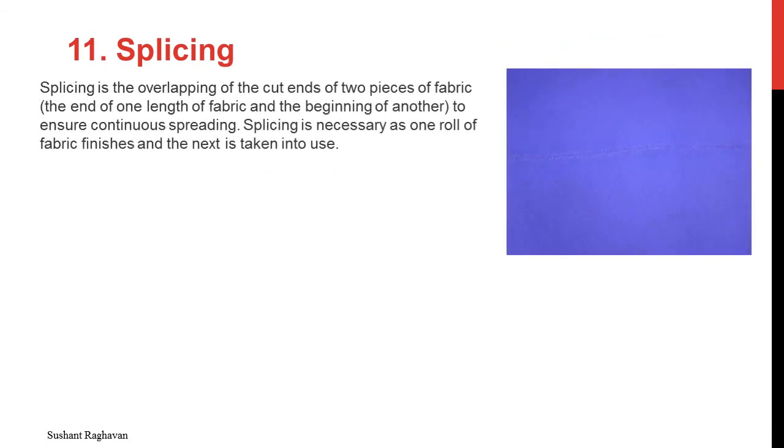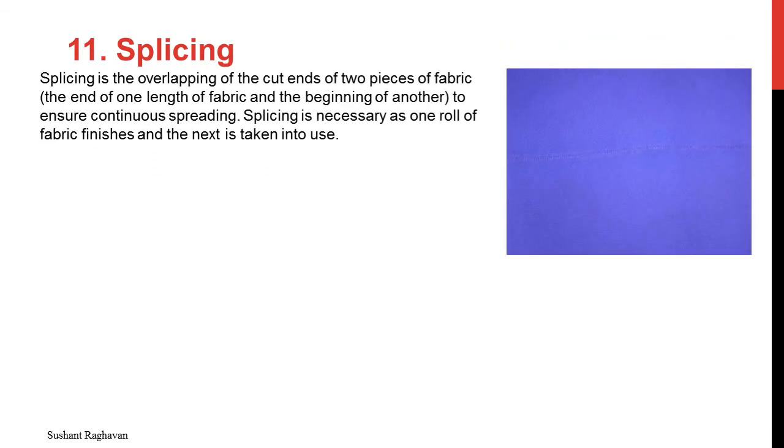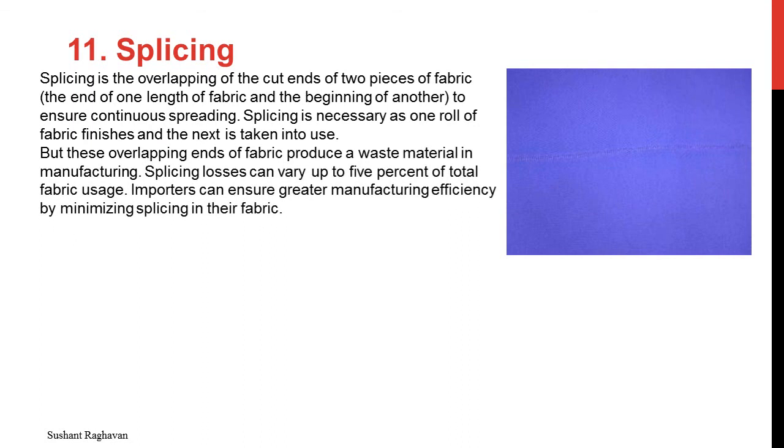Splicing. Splicing is the overlapping of the cut ends of two pieces of fabric, the end of one length of fabric and the beginning of another. To ensure continuous spreading, splicing is necessary as one roll of fabric finishes and the next is taken into use. But these overlapping ends of fabric produce a waste material in manufacturing. Splicing losses can vary up to 5% of total fabric usage.